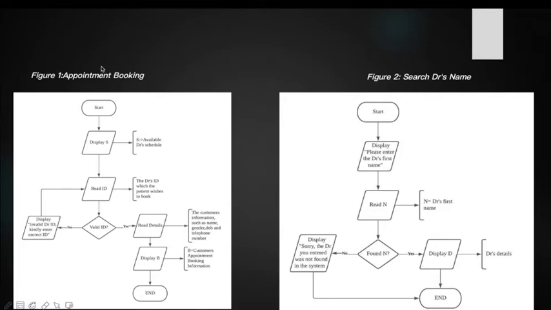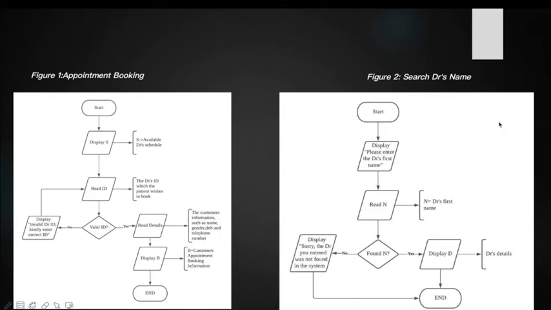The first figure shows the algorithm of the appointment booking function. Here we have the start, followed by the first input, which is followed by the first output, which is the available doctor's schedule. And then we have the input, which is the doctor's ID of the doctor that the patient wishes to book, followed by the decision. If the ID is valid, then it proceeds to read the details, else it displays an invalid doctor ID.